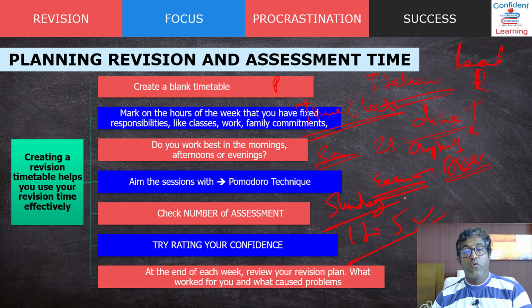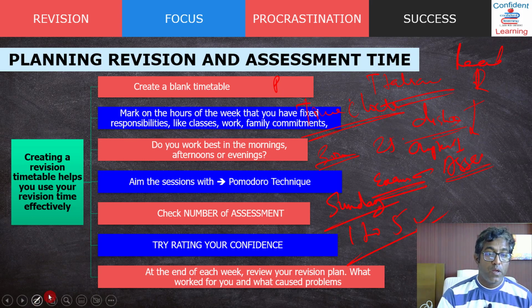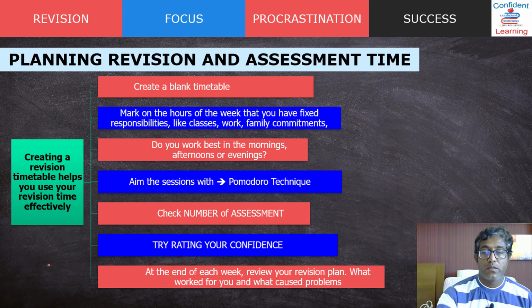You can review your revision plan as per your requirement. You can change it anytime, it's up to you. It totally depends upon you. Okay, so let's move to another.